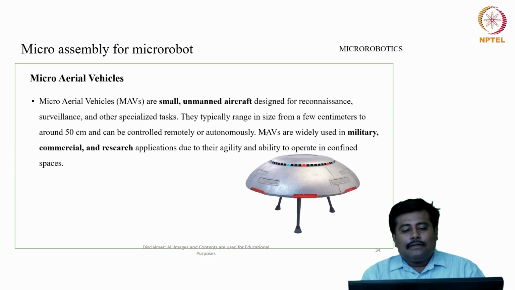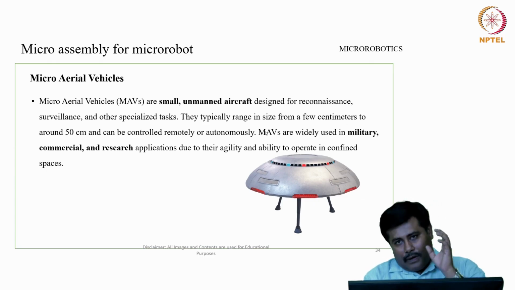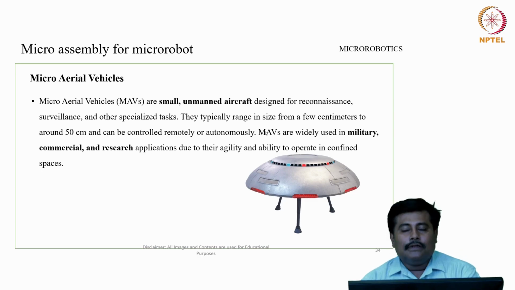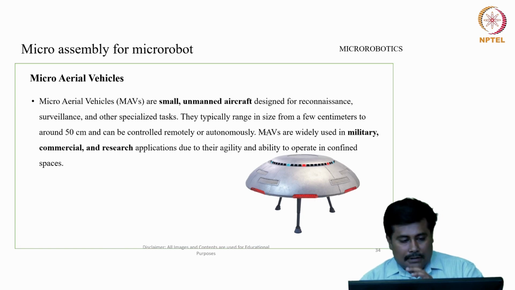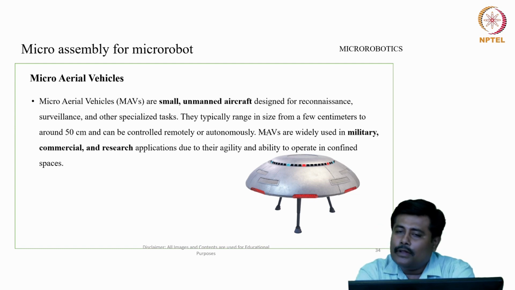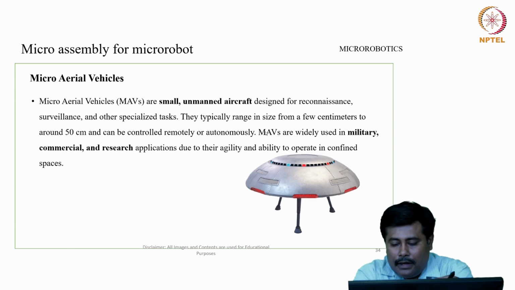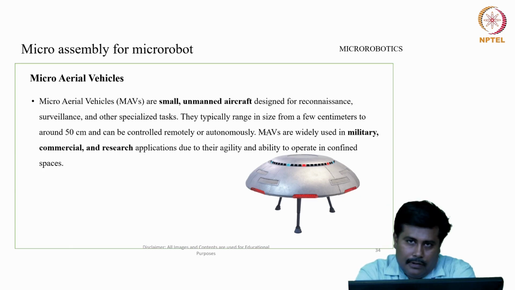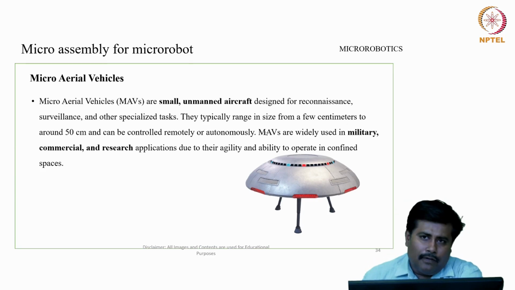In detail, when we try to define these micro aerial vehicles, they are small unmanned aircraft designed for reconnaissance and surveillance and other specialized tasks. If you look into the overall size of these micro aerial vehicles, they typically range in size from a few centimeters to around 50 centimeters and can be controlled remotely or autonomously. These micro aerial vehicles are widely used in defense related, especially strategy related areas, and in commercial and research applications. It is mainly due to their agility and ability to operate in confined spaces.